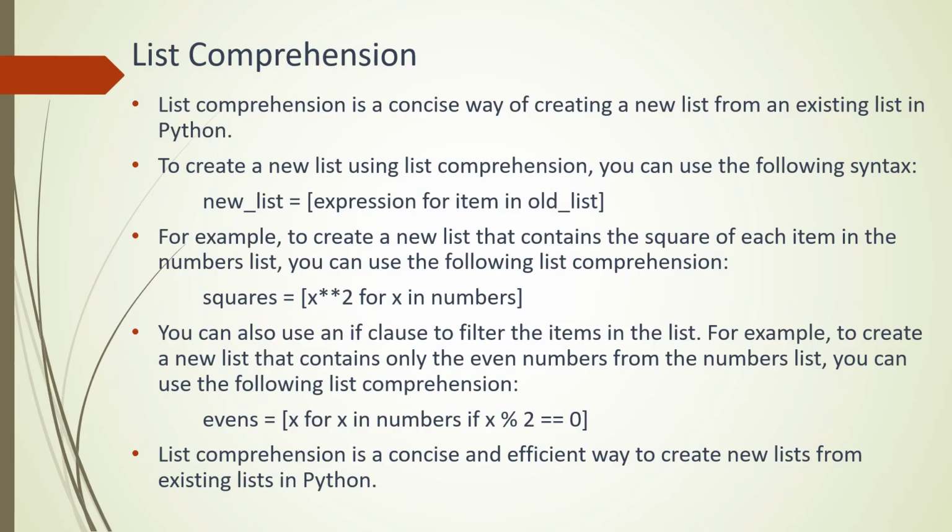List comprehension is a concise way of creating a new list from an existing list in Python. To create a new list using list comprehension, you can use the following syntax: new_list equal to, and then inside square brackets, you specify the expression for items in the old list. You can also use an if clause to filter items in the list.